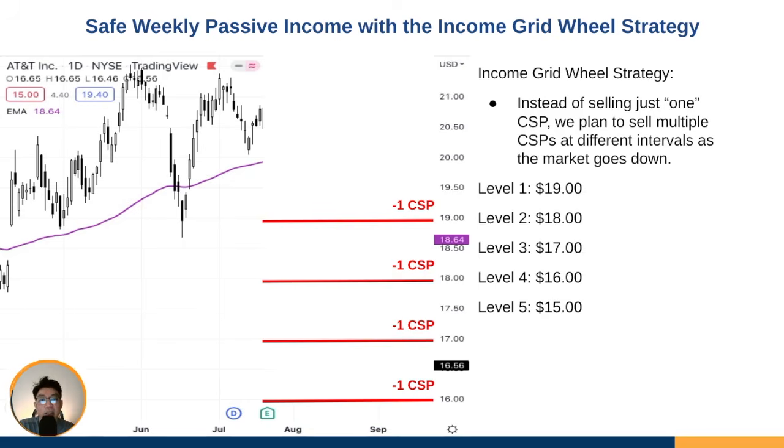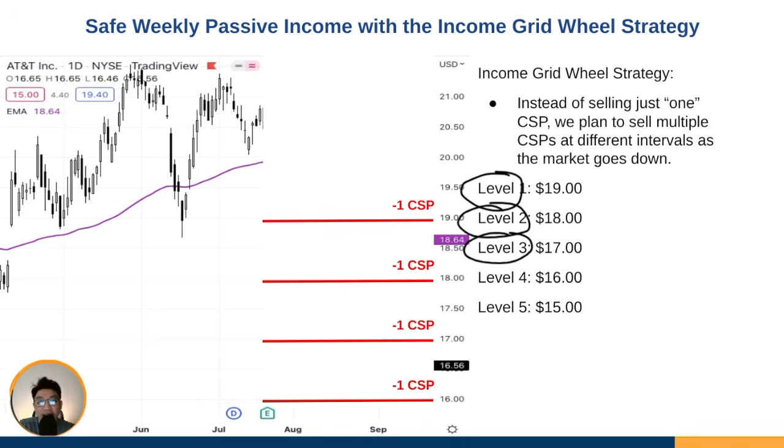Well, the answer is the income grid wheel strategy. Basically how it works is that instead of just selling one level, like the traditional wheel strategy, what we're going to do with the income grid wheel strategy is sell at multiple levels. So every level down here, as you can see, level 1, level 2, level 3, so on and so forth, all these are what I call the income grid levels. So you want to space them apart, be it 50 cents apart, $1 apart, $5 apart. This all really depends on the price of the underlying that you're trading, the price of the stock.